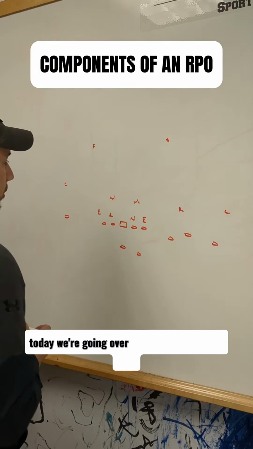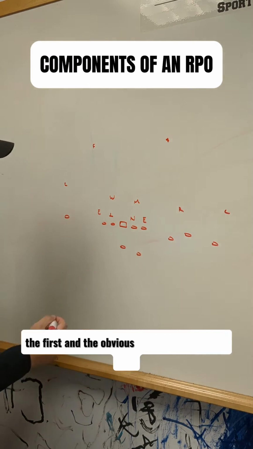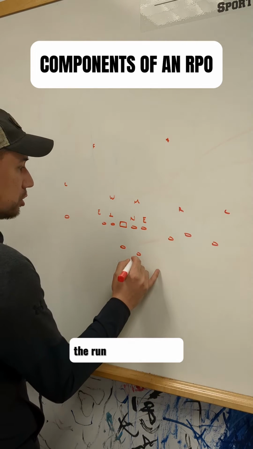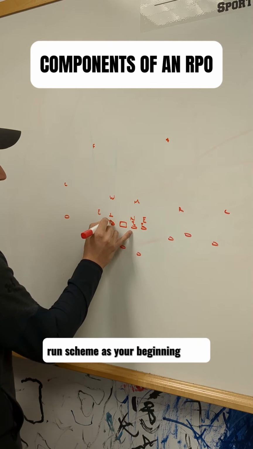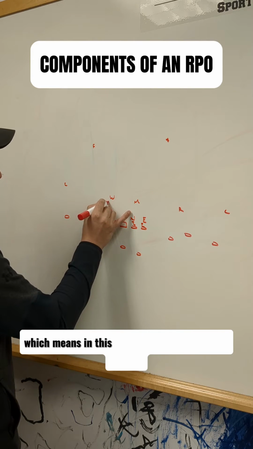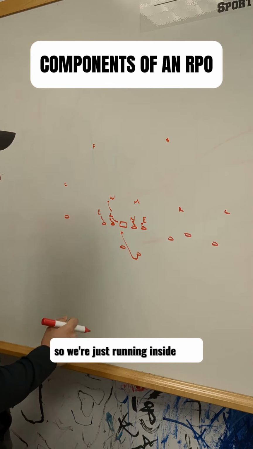All right, guys, today we're going to go over how we structure an RPO. What are the three components of an RPO? The first and the obvious one is the R portion of it, the run. So for right now, we'll just put up inside zone. You've got to have your base run scheme as your beginning point, which means in this case, we've got a 5-man scheme because we're in 10 personnel. So we're just running inside zone.